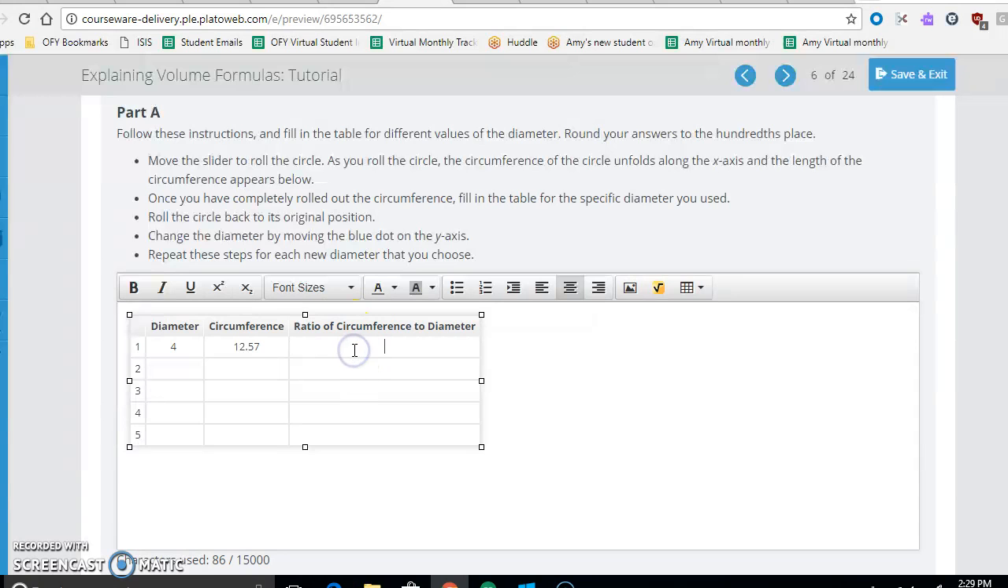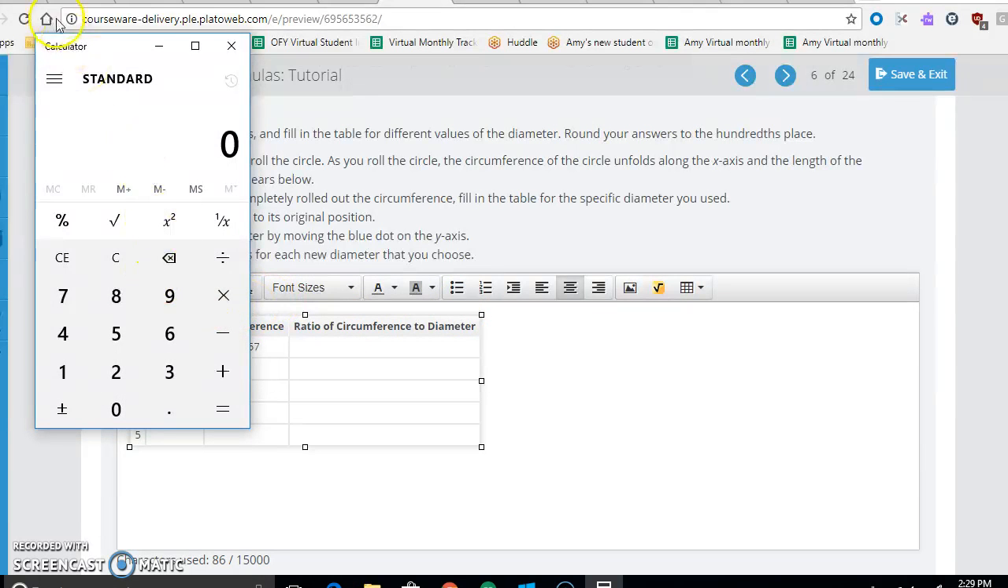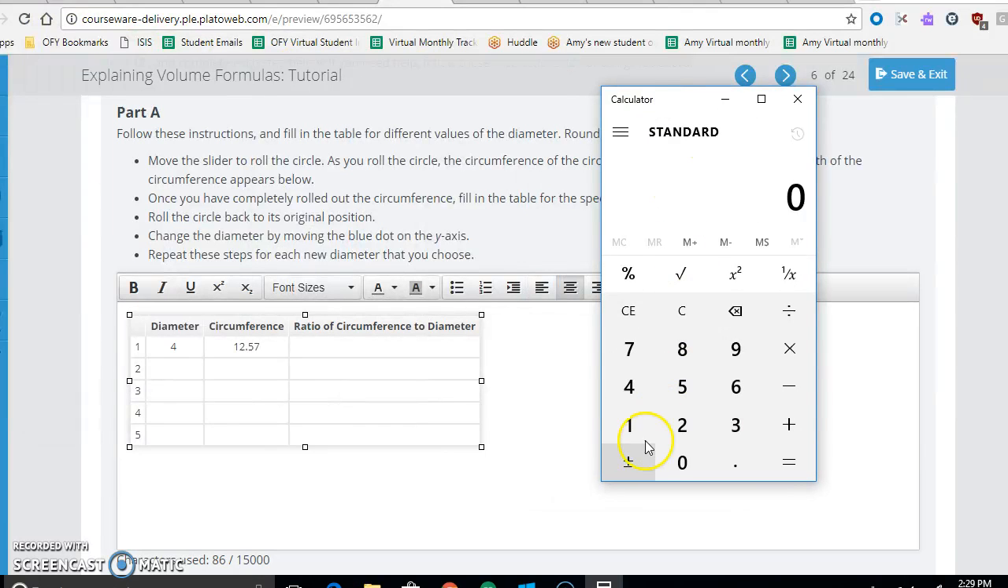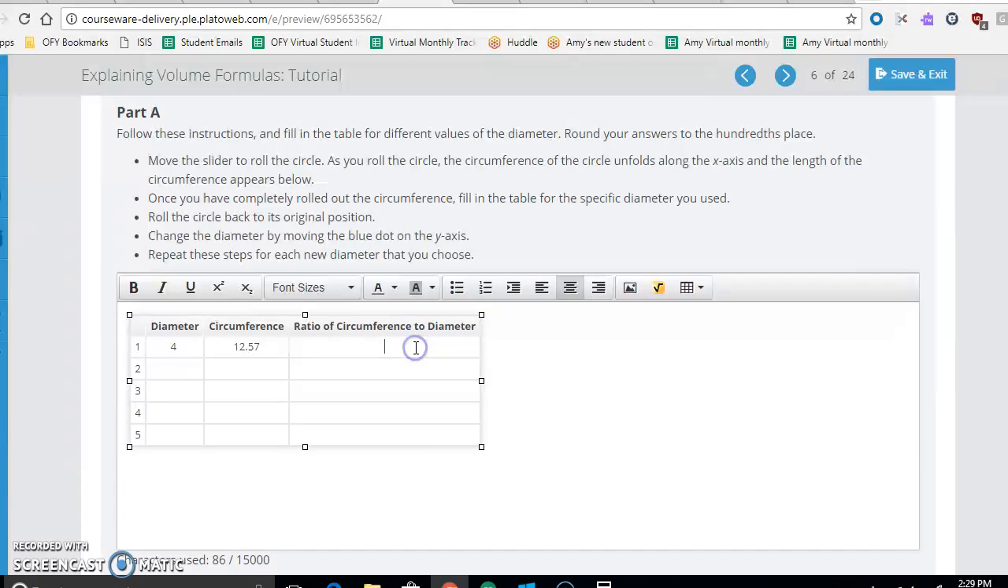Now the ratio means that we're going to calculate, ratio is we're dividing, so we're going to do 12.57 because it's the ratio of the circumference to the diameter. So we're going to take the circumference and divide it by the diameter, and we get 3.1425.